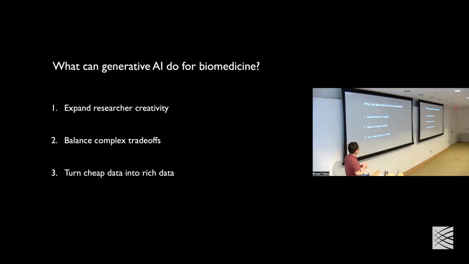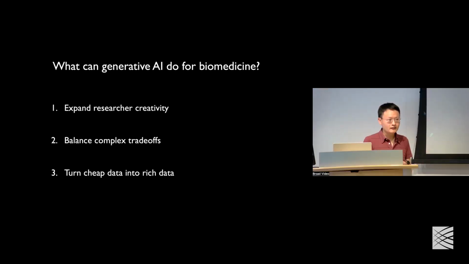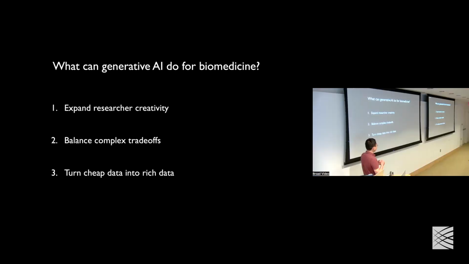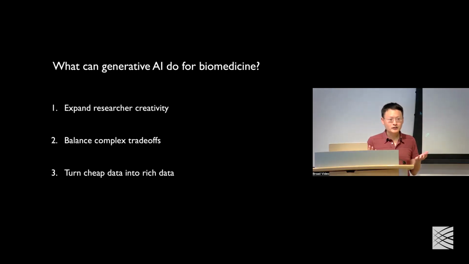The first direction is using these generative models to help expand researchers' creativity, especially in settings where there is a large space of possibilities to explore. The second direction is using these generative models to help us balance very complex multidimensional trade-offs. Often in biomedicine, we have to trade off things like accuracy, efficacy and safety. For these high-dimensional trade-offs, we found these generative models very helpful in guiding us to balance them.